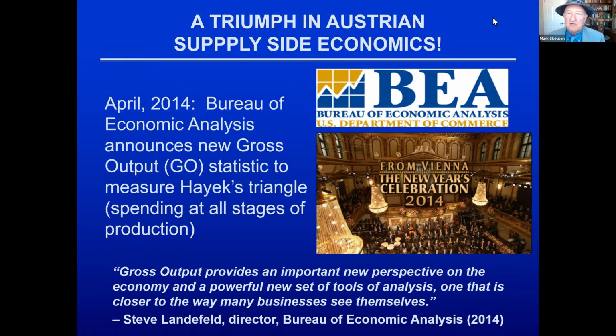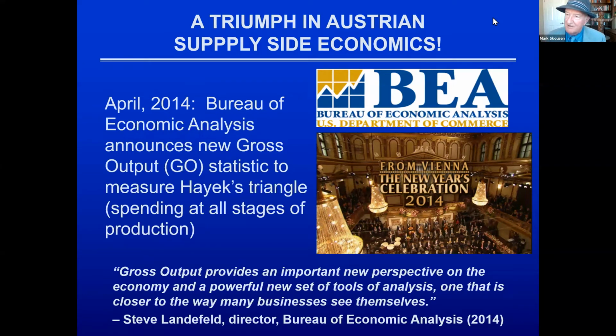Now, I say up here, this is a triumph in Austrian supply side economics, but it's really broader than that, because not only is gross output a measure of Hayek's triangles, for those who are familiar with Austrian macroeconomics, which measures all stages of production, but it also is part of Irving Fisher's equation of exchange. It measures the T of price times T, the transactions in the economy throughout.